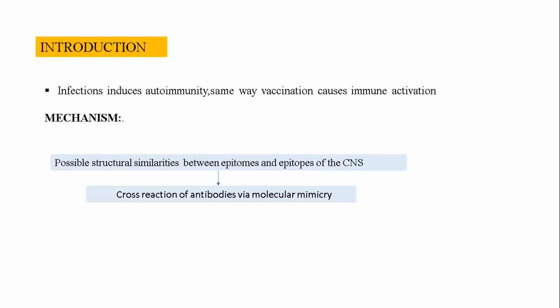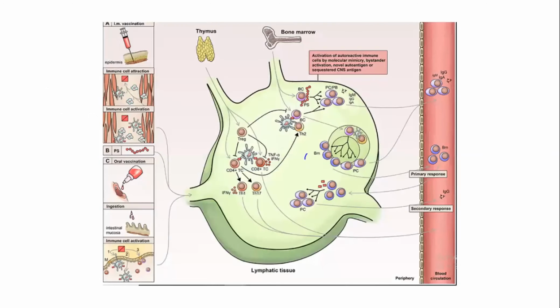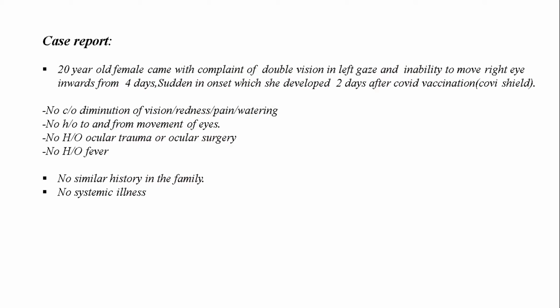Infections induce autoimmunity; in the same way, vaccination causes immune activation. Mechanism here: the possible structural similarities between the microbial epitopes and the epitopes of the CNS tissues. This causes cross reaction of the antibodies via molecular mimicry. After the vaccination, there is an induction of activation of autoreactive immune cells either by molecular mimicry or by bystander activation, novel autoantigen, or sequestered CNS antigen. Because of the activation, the immune cells further enter into the systemic circulation to cause autoimmunity.